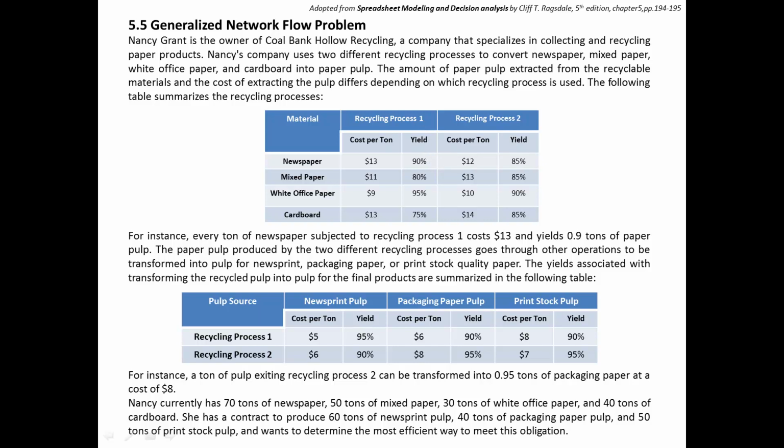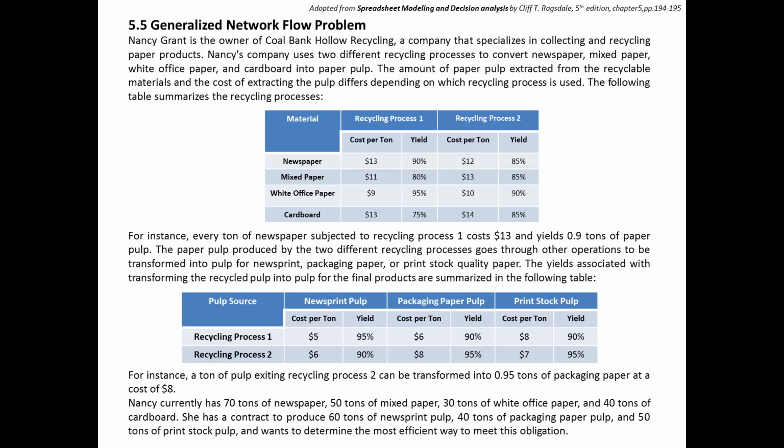Then that general paper pulp will go through the second process, another operation, to be transformed into pulp for more specific purposes: newsprint, packaging, and printing paper, and print stock pulp. The cost per ton is different for the two steps in the different processes, and the yield rates are also different. So why do we say this is a generalized network problem?